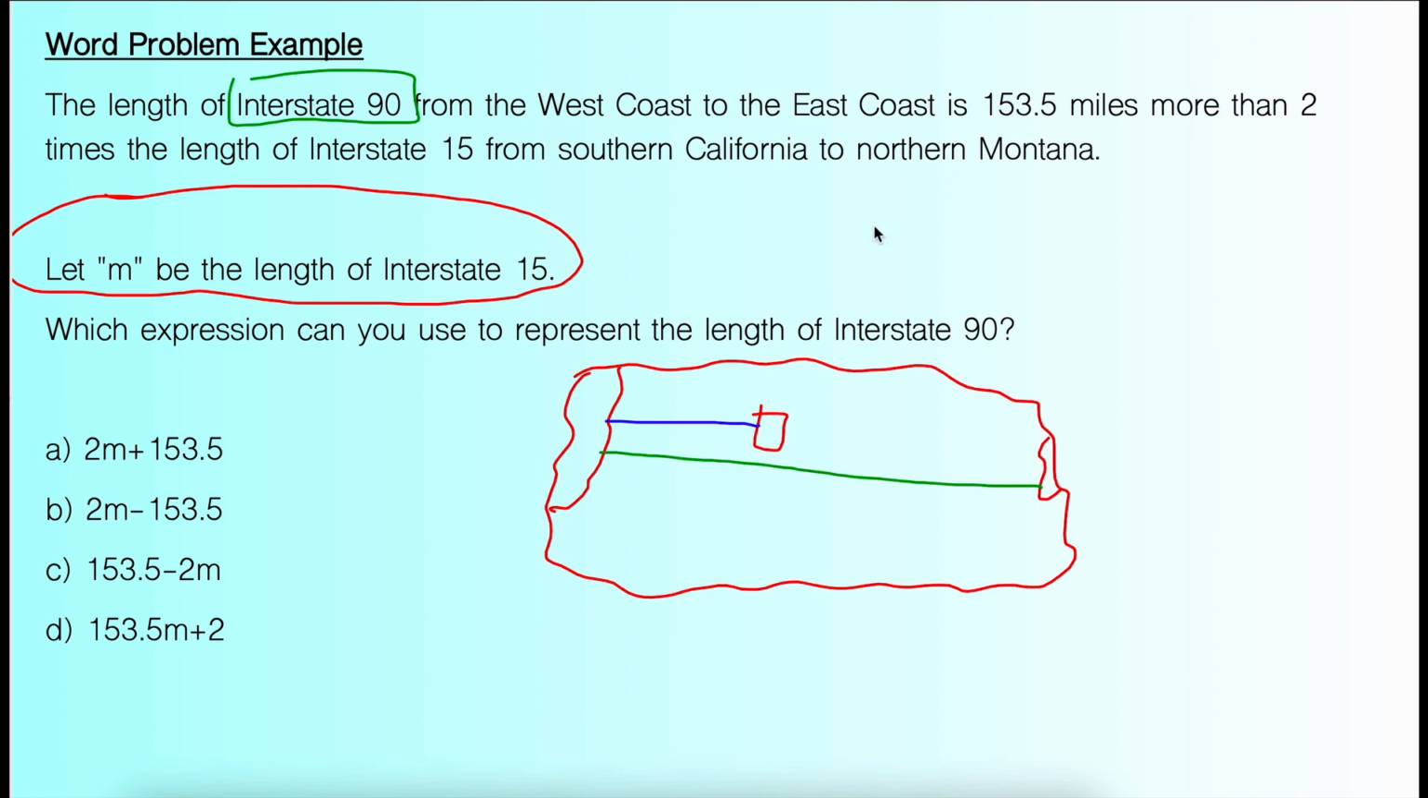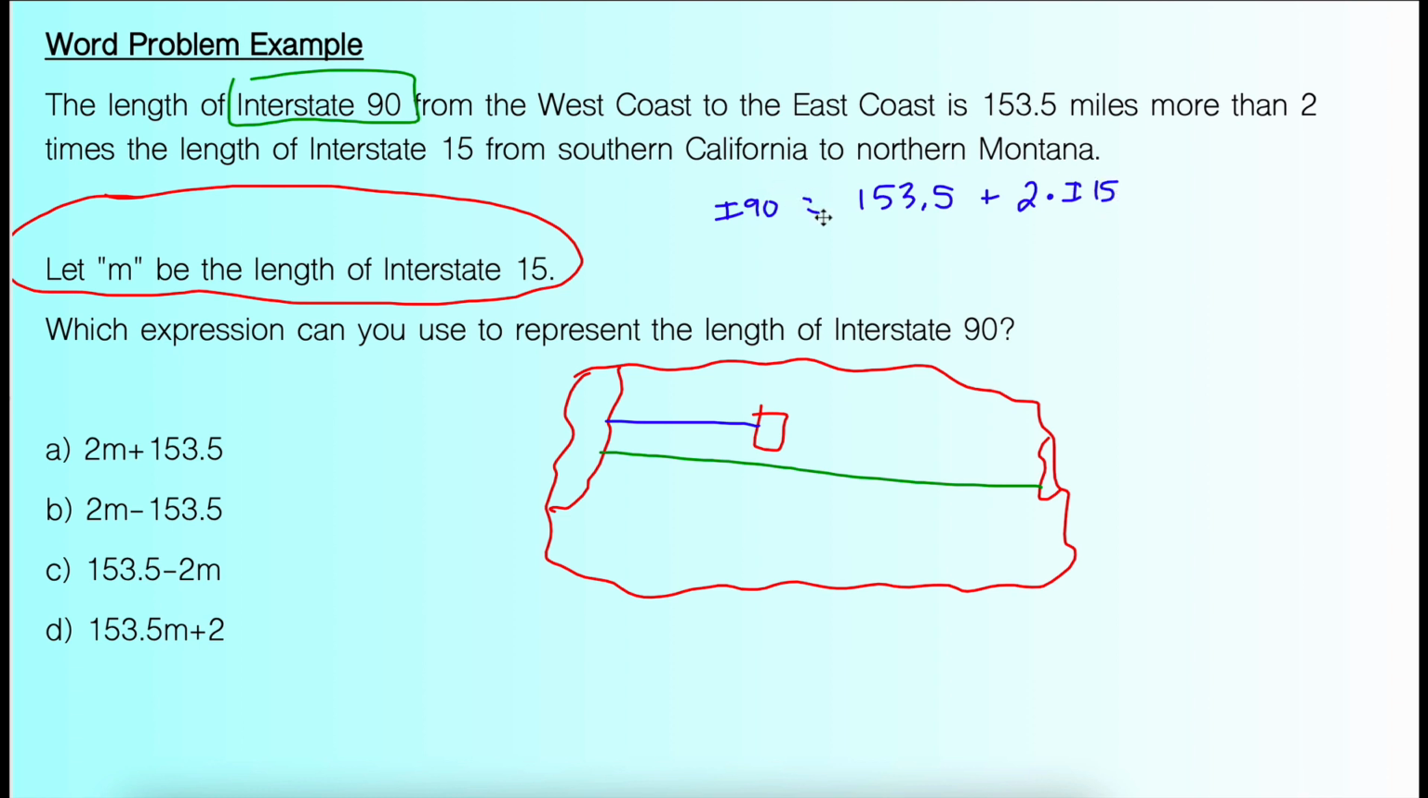All right, and now let's try to figure out which one it is and why it is that. I came up with this expression. Interstate 90, I'm going to use words. Interstate, or I'll use I-90 is equals 153.5 miles more, so plus, more than what? More than 2 times Interstate 15. So more than 2 times Interstate 15.